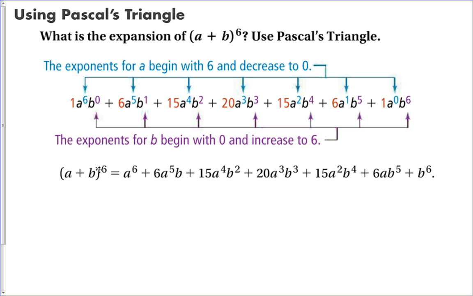So this is what the polynomial would look like. (a + b) to the 6th equals a to the 6th, because you don't really need the 1.